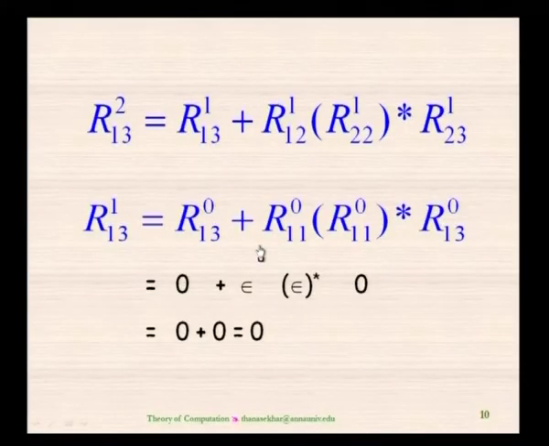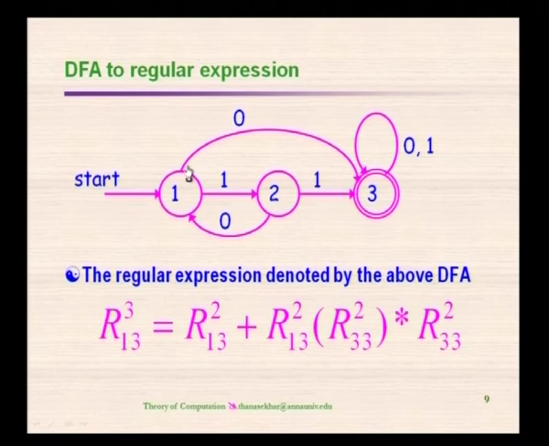So, that is the reason why R1 to 1 with superscript 0 is going to be epsilon, since we find that there is no transition from 1 to 1 with a label. But suppose it is R3 to 3, then in that case we find a transition from 3 to 3 with label 0, 1.